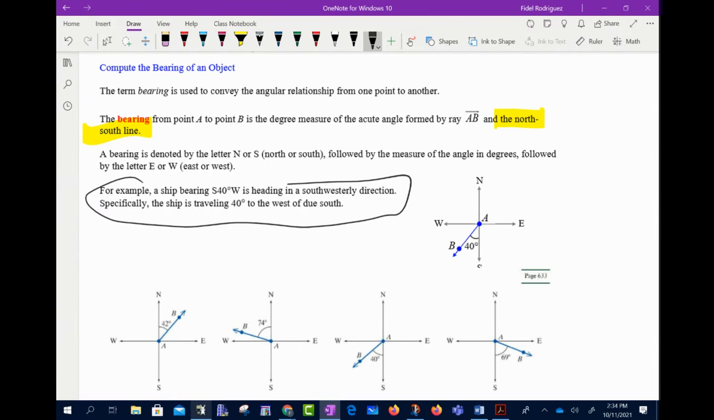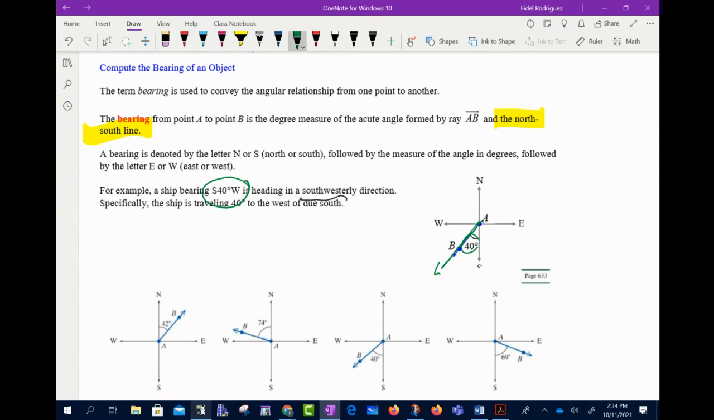Here's an example. It says, for a ship bearing south 40 degrees west, it is heading in the southwesterly direction. Specifically, the ship is traveling south 40 degrees to the west of due south. So look what they're saying. When it is south 40 degrees west, we're heading in the south direction. The 40 degrees is always going to be the angle measured from this to the north-south line. I'm always measuring the angle to the north-south line. Okay, so am I ever measuring this one? No, because it has to be to the north-south line.